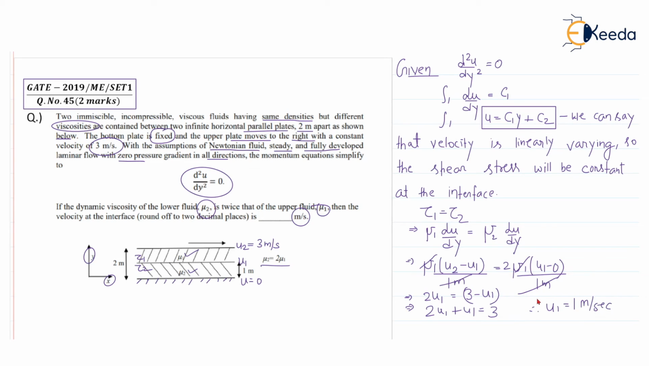So this is the final answer. u1 is equal to 1 meter per second. u1 equal to 1 meter per second at the interface. Okay, thank you.